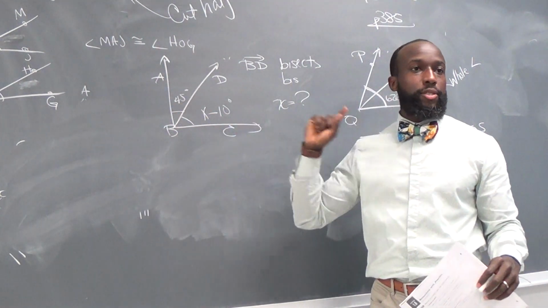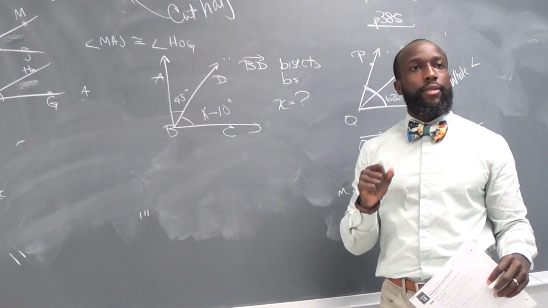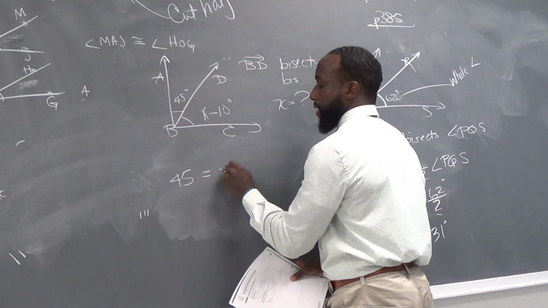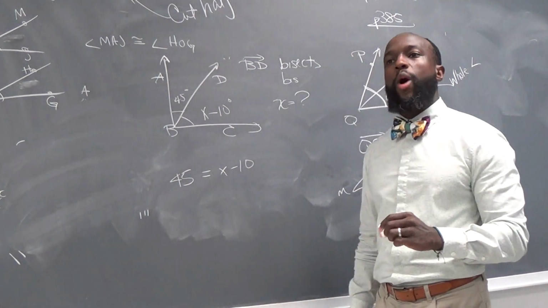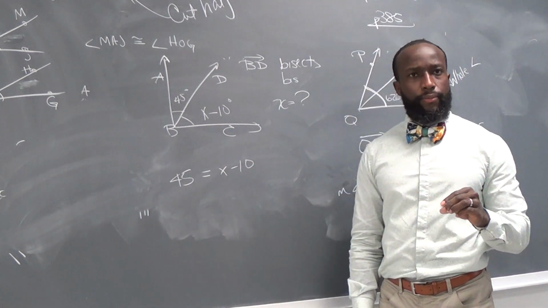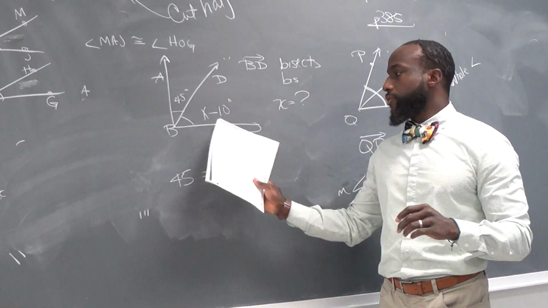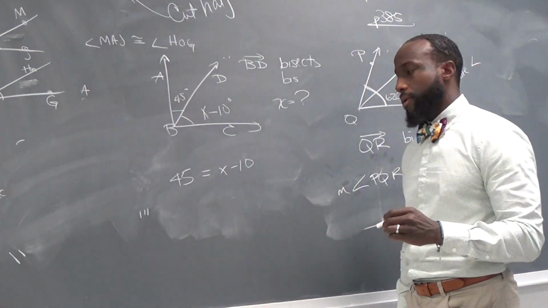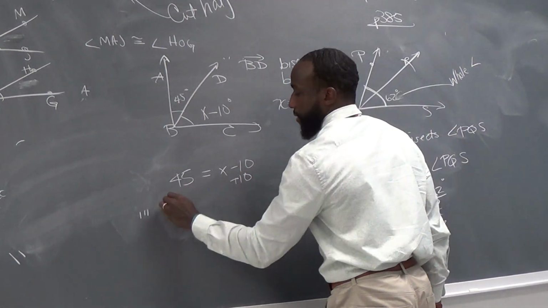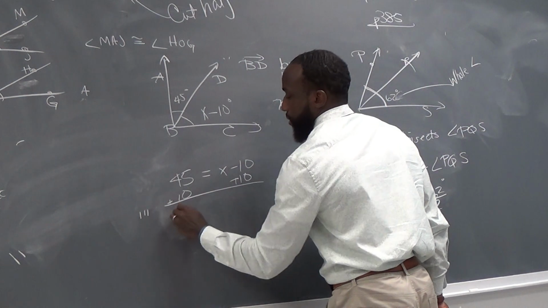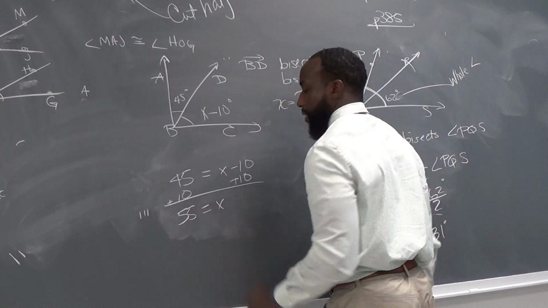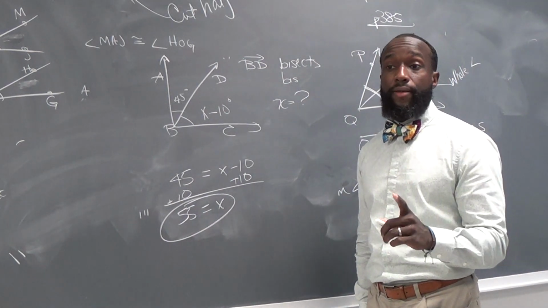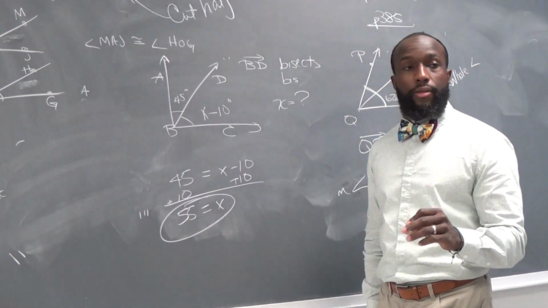So how would I set this up to solve? Yes, Molly. 45 equals X minus 10. Everybody agree with that? Why do you agree with that? Because they're equal to each other. Good. So then what's the next step, Joanne? Add 10. Very good. You add 10 to both sides. So that's 55 equals X. X equals 55. We good with that?